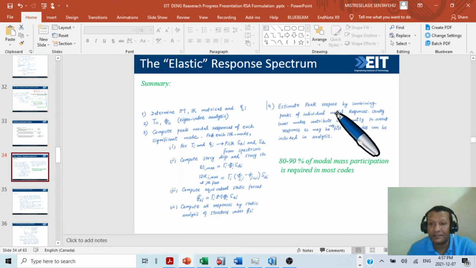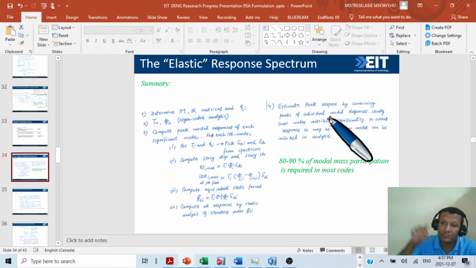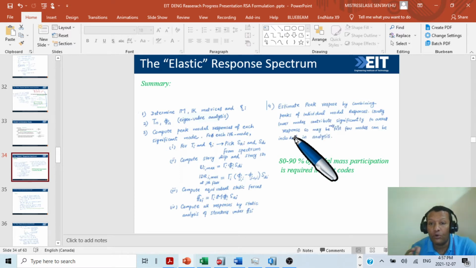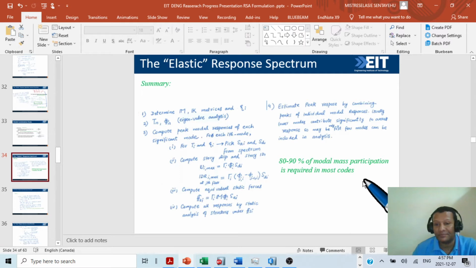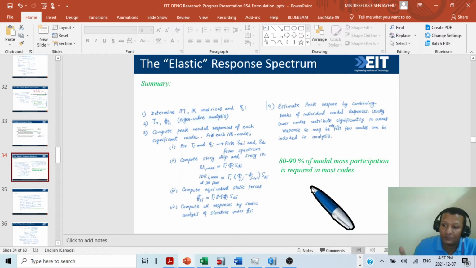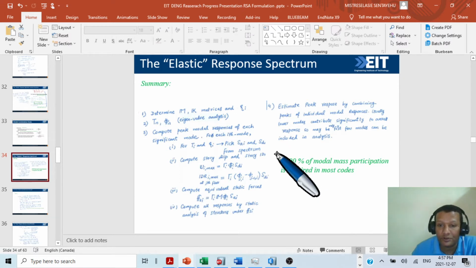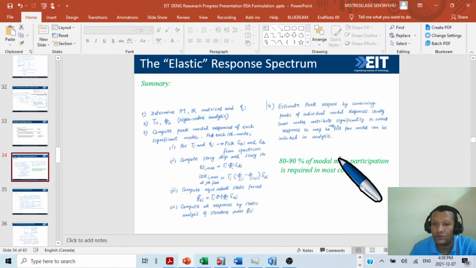Then estimate peak responses by combining the peaks of individual modes. For each mode, usually the lower modes contribute significantly, because if you have 50 modes or 100 modes, we don't use all 100 or 50 modes. As per code, 80 up to 90% of modal mass participation is required. So in most cases, the first 3 to 7 modes will contribute 80 up to 90% of the modal participation. Then there is no need to use all the modes in our buildings.